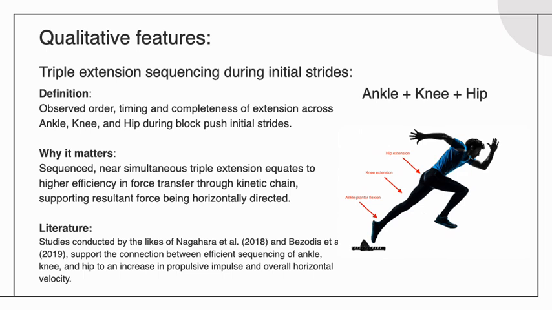Additionally, studies conducted by the likes of Nagahara et al. in 2018 and Bezodis et al. in 2019 support a connection between efficient sequencing of the ankle, knee, and hip and an increase in propulsive impulse and overall horizontal velocity.